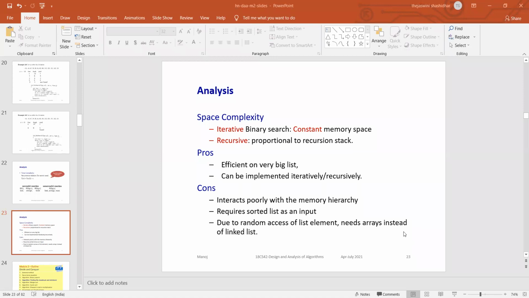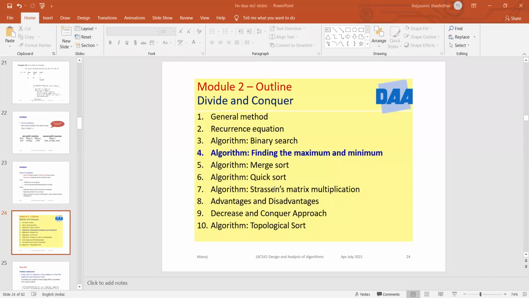So have you understood up to here? Have you got the things up to here? Okay, that is up to the binary search algorithm.